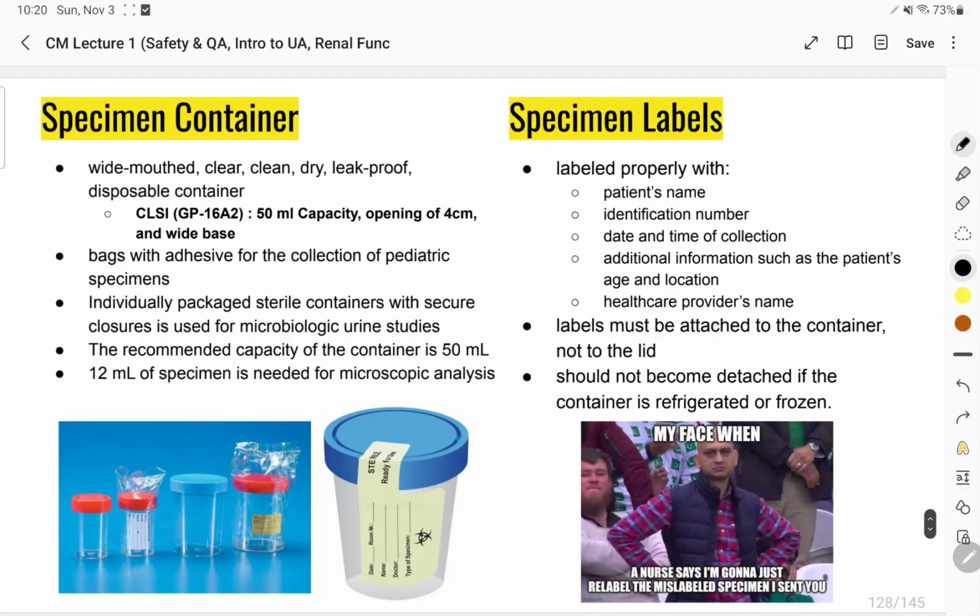Okay, so what about the specimen container? When, of course, when urinalysis man tam, hatag man jud ta container sa pasyente. So please take note that the specimen container should be wide mouth.